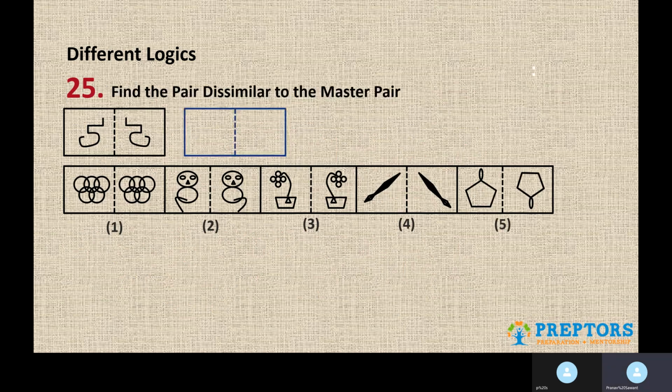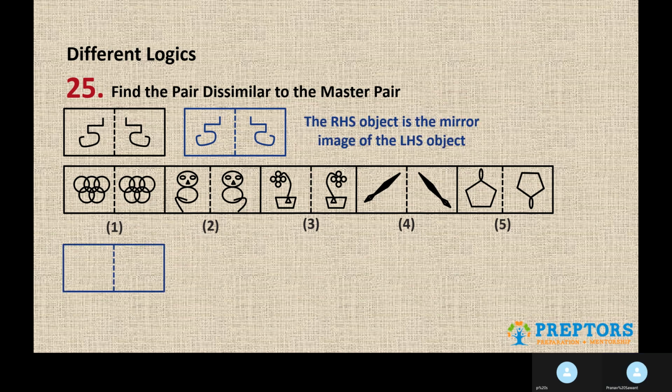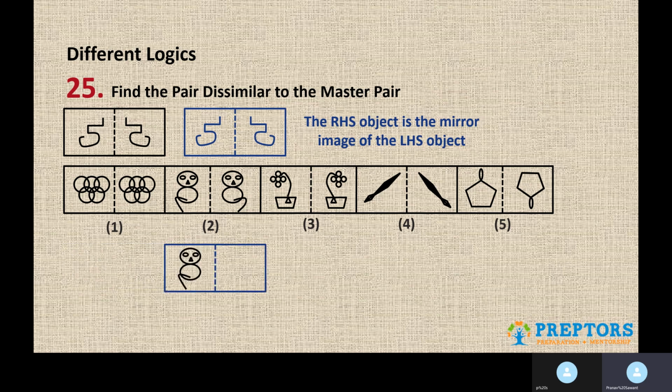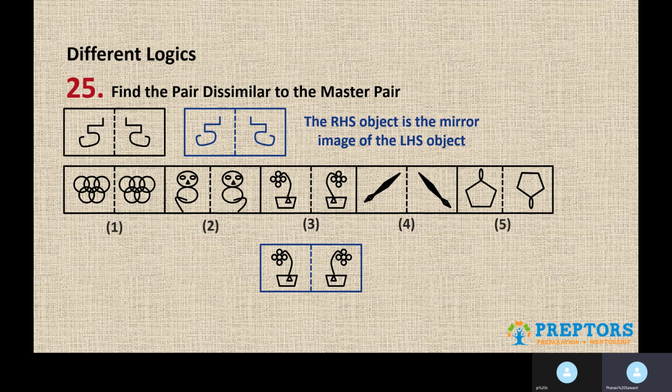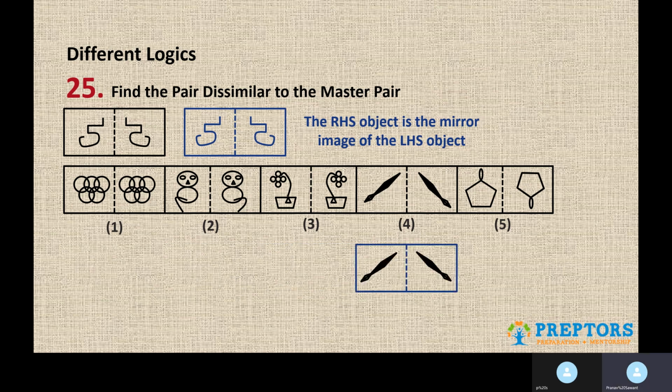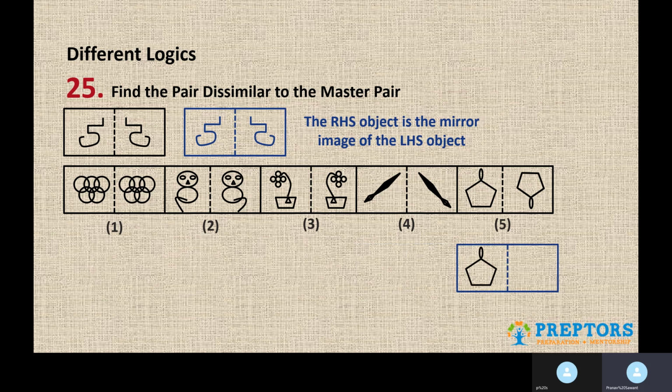Find the dissimilar pair to the master pair. We have to find a dissimilar pair. Now, if you see, the master pair is mirror image. So we have to find a dissimilar pair. Option 1 is following the logic. Option 2 is also following the logic. Option 3 is also following the logic. Option 4 is also following the logic. Option 5 is not following the logic. It's not a mirror image, it's a water image. Hence option 5 is the answer.